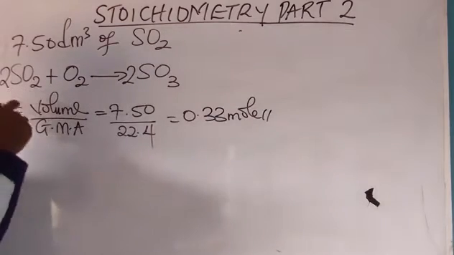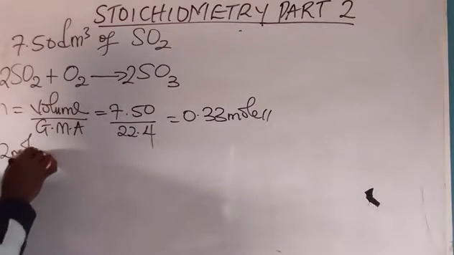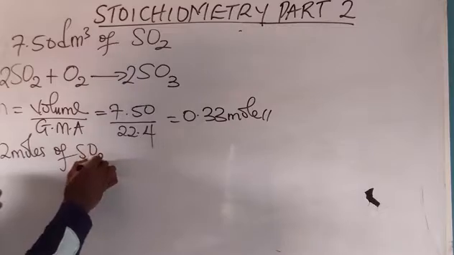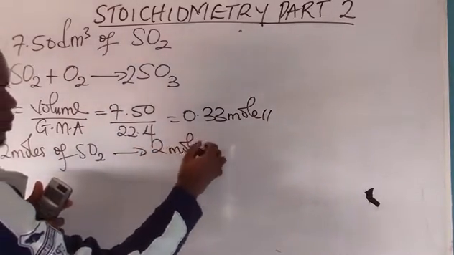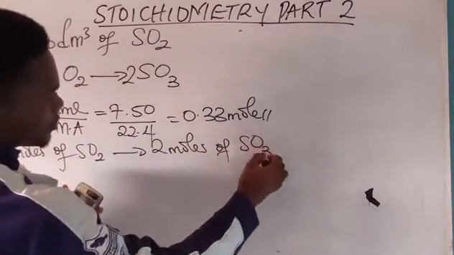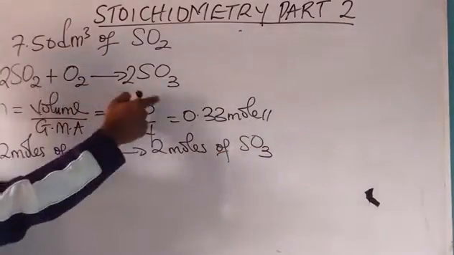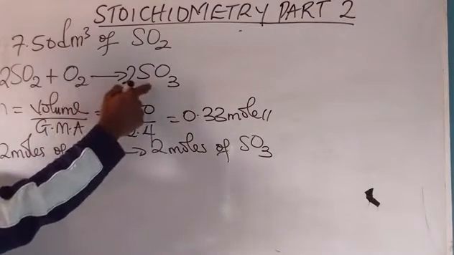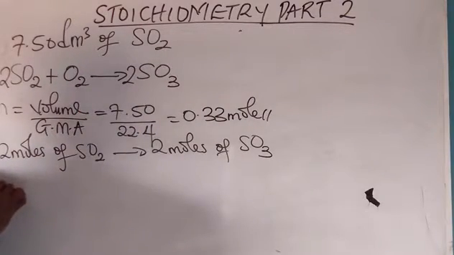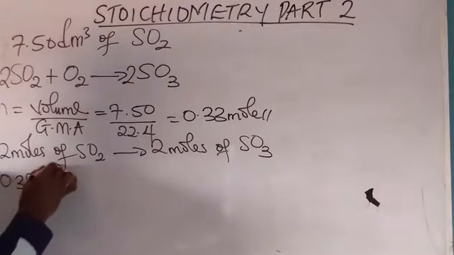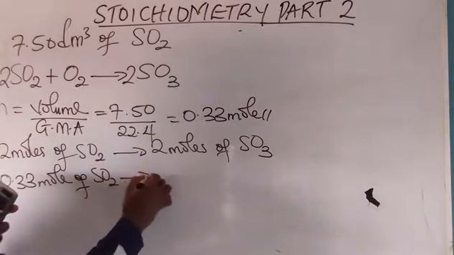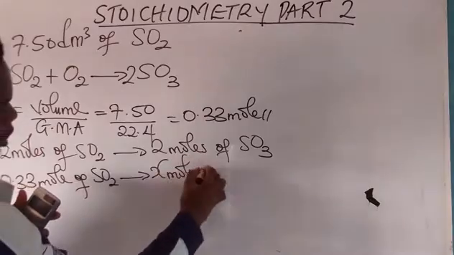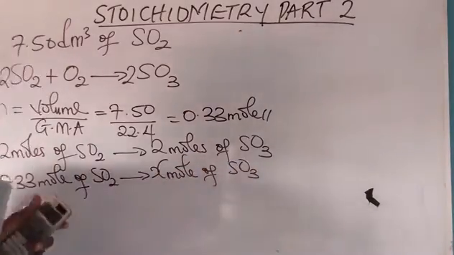Then from the equation, it means that 2 moles of SO2 will produce how many moles of SO3? 2 moles of SO3. It means that 0.33 mole of SO2 will produce X mole of SO3. What do you do next?